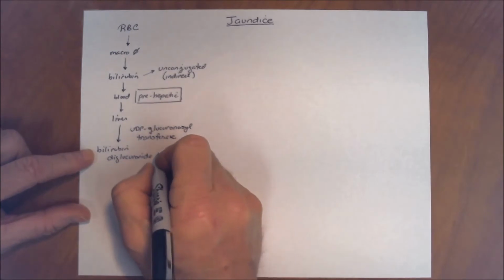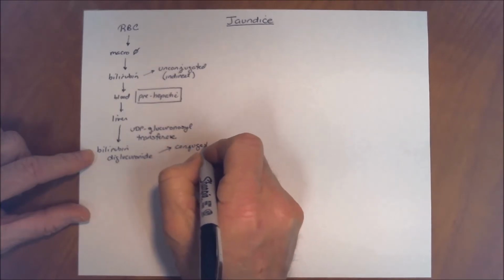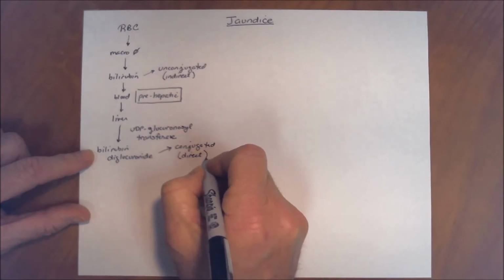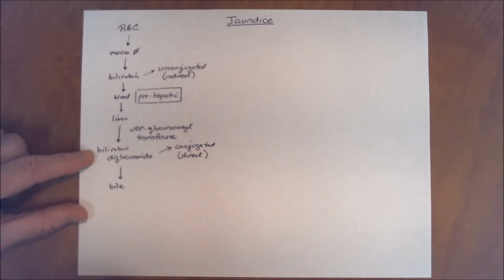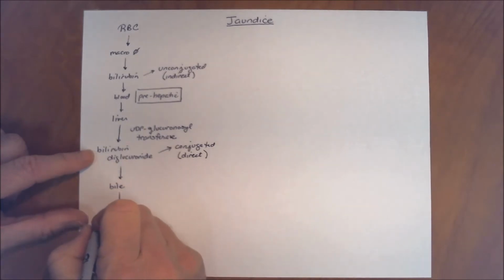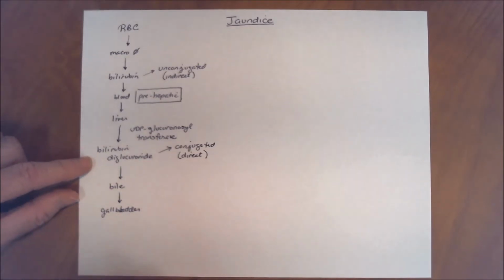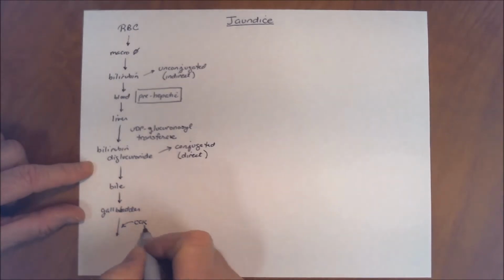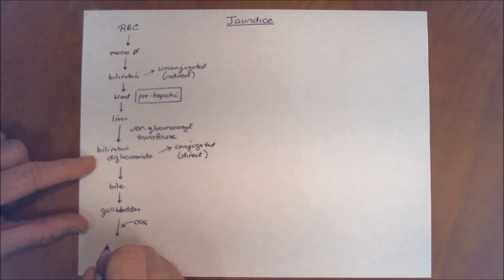Now, once we have our conjugated bilirubin diglucuronide, which is termed direct bilirubin in clinical lab tests, this will be secreted into the bile, and from the bile it will be stored in the gallbladder, and upon CCK, cholecystokinin stimulation, the contents of the bile, including the bilirubin diglucuronide, will be secreted into the duodenum.